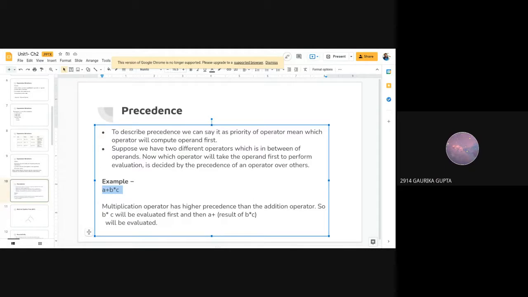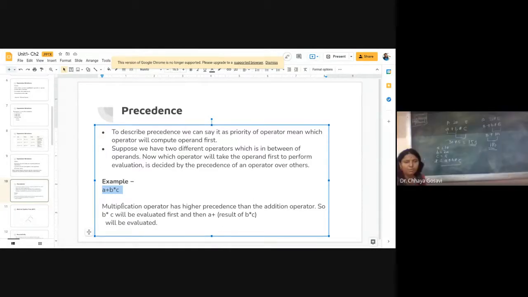So why? Because the multiplication operator has higher precedence or priority than the addition operator. So B star C should be evaluated first and then A plus. So the compiler should reject this. It should not perform the operation like this. It should perform correctly even if we have not provided brackets. We have not provided brackets, but this is inbuilt.